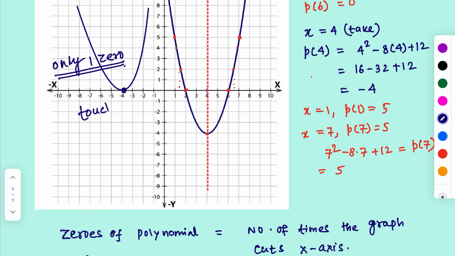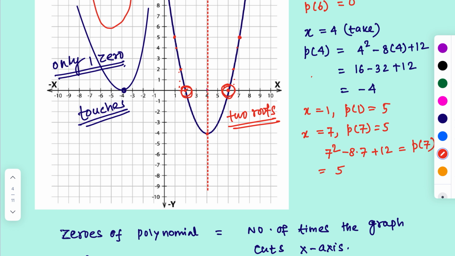When it touches the x-axis, one zero. When the polynomial intersects the x-axis, the number of points it intersects at gives the number of roots. Here the graph intersects at 2 points, so it has 2 roots. If the graph neither touches the x-axis nor intersects the x-axis, then it has 0 roots.